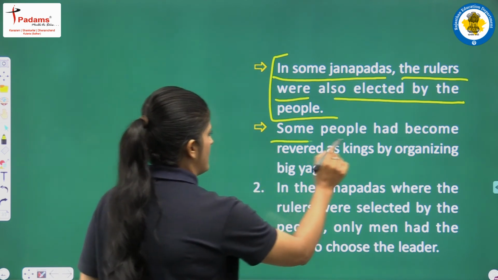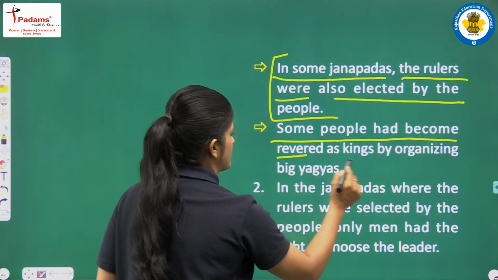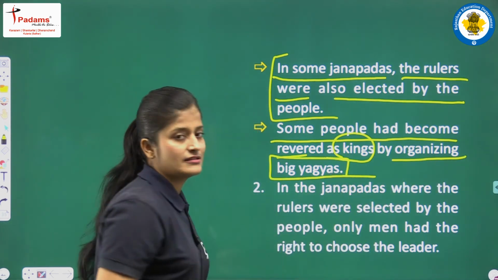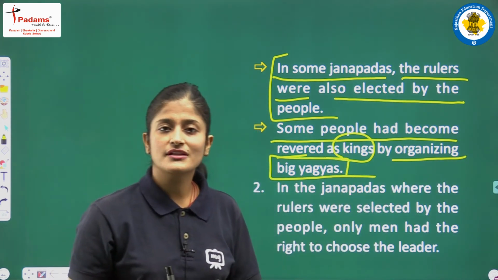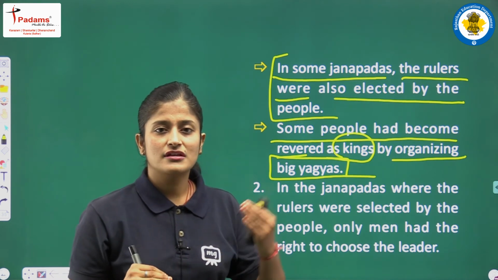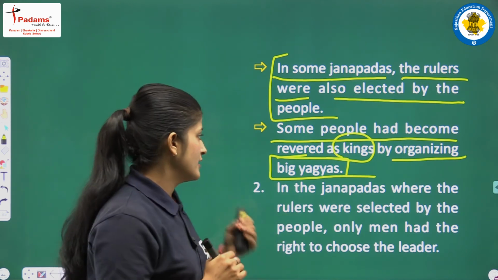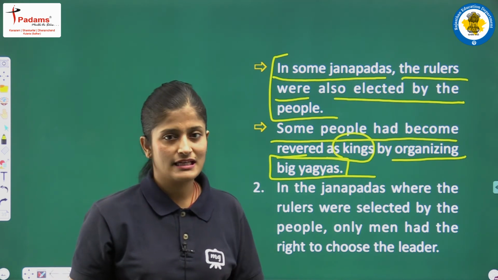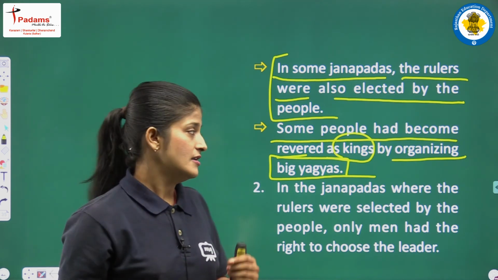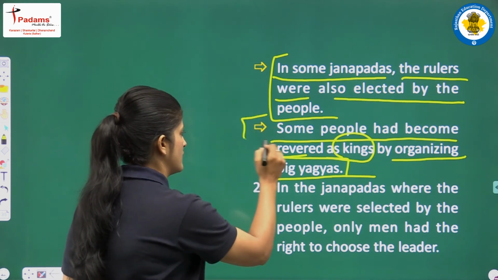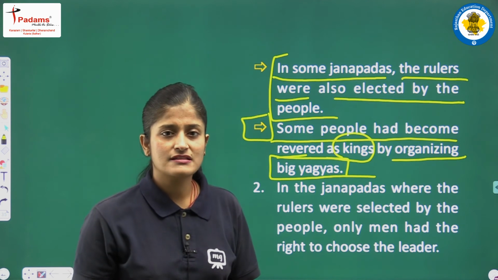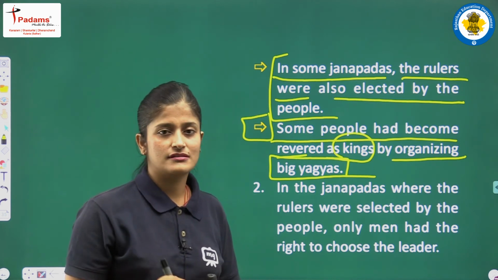And some people had become revered as kings by organizing big yagyas. और कुछ जो राजा थे उन्होंने क्या ट्राई किया, they wanted to show their power, so they started to perform the big sacrifices like yagyas, ashvamedha yagyas, horse sacrifices they do. So इस तरह से भी कुछ लोगों ने ये अटेम्प्ट्स किए थे ताकि वो अपने आप को एडमायर करवा सकें, as a king वो अपने आप को शो कर सकें.